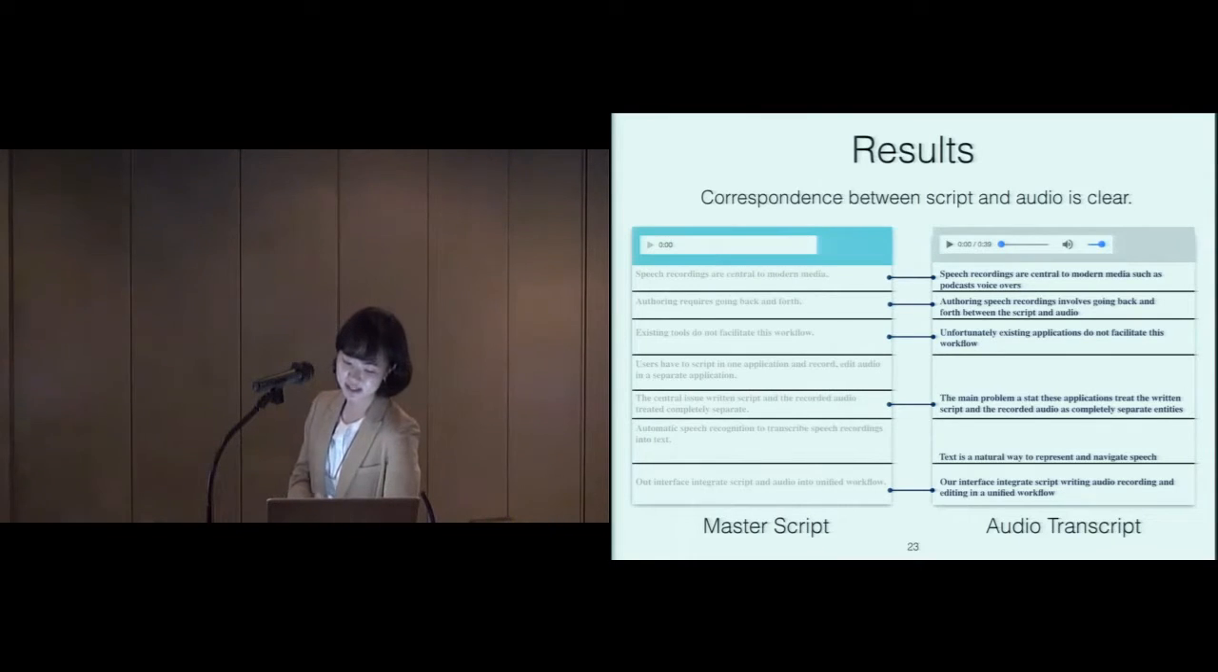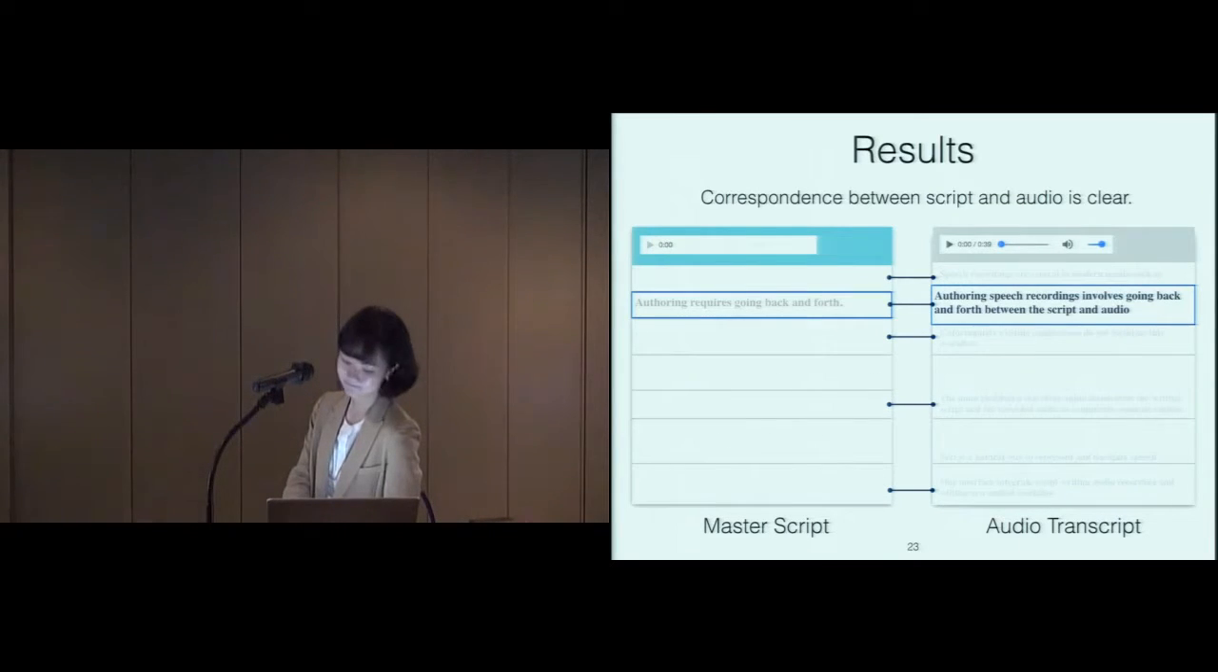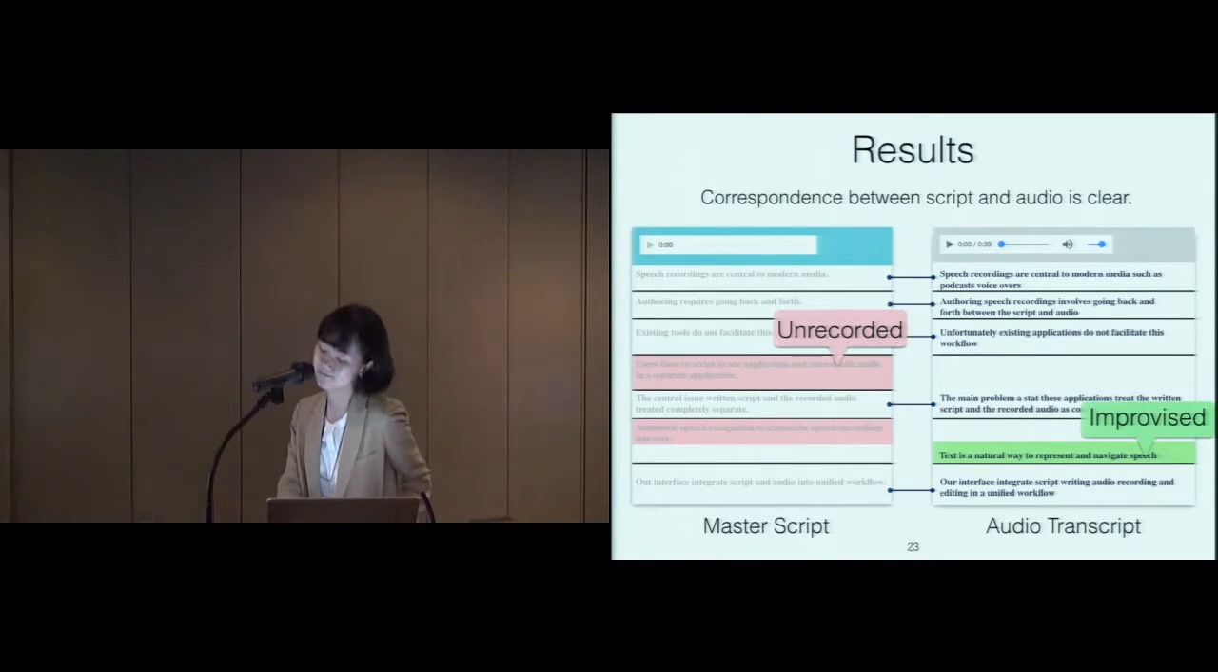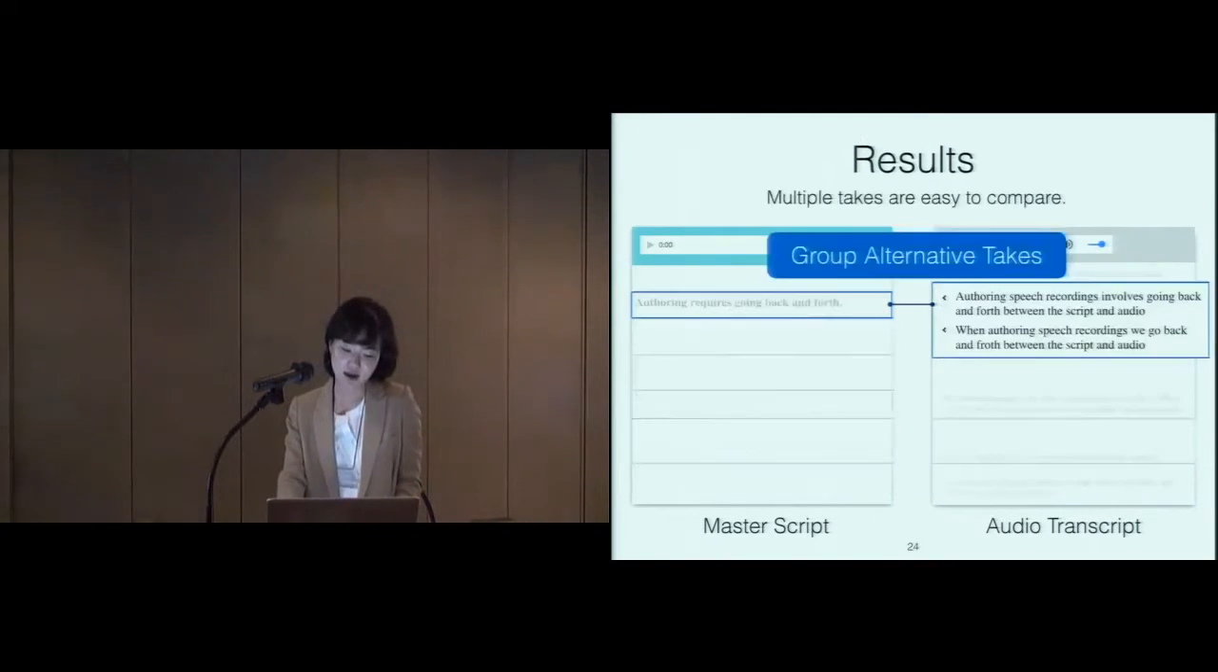Now, finding corresponding sections of the script and the audio is trivial, even when the script and the audio don't match exactly. And also, it's easy to identify parts of the audio that are improvised and parts of the script that are missing from the audio. When there are multiple recordings, we align each of them with the master script, so it's easy to look at alternative takes of the same sentence.